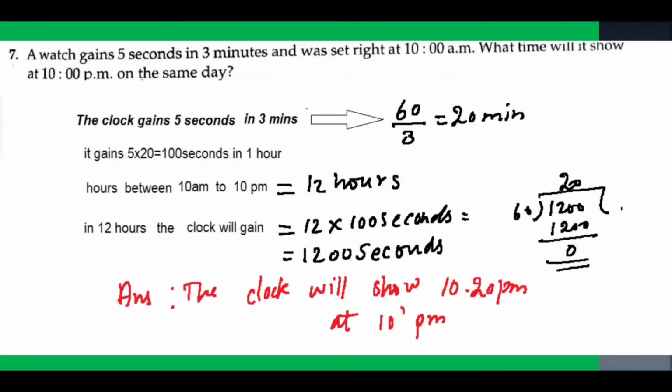So the clock will show 11:18:40 p.m. Moving on to the next one. A watch gains 5 seconds in 3 minutes and was set right at 10 a.m. What time will it show at 10 p.m. on the same day?